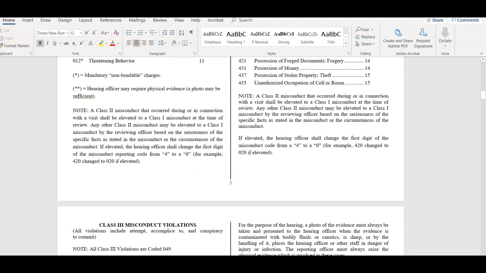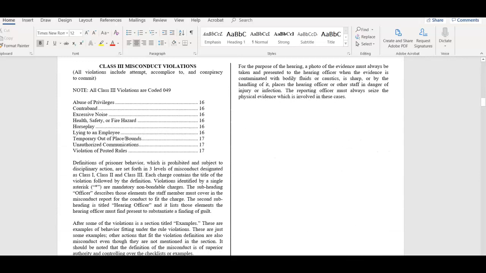The third type of misconduct are just what we would consider minor misconduct violations, class 3. Contraband, let's say they have too many packages of coffee in their cell. Horseplay is where they're messing around and where they could possibly get hurt. Out of bounds or out of place means that the inmate is supposed to be at a specific time in a specific location and isn't.